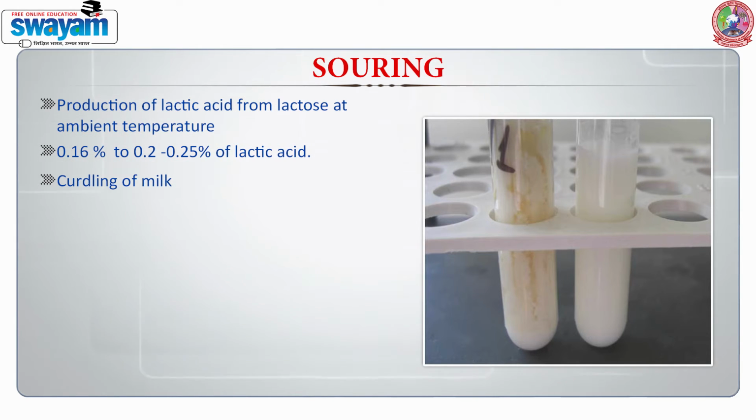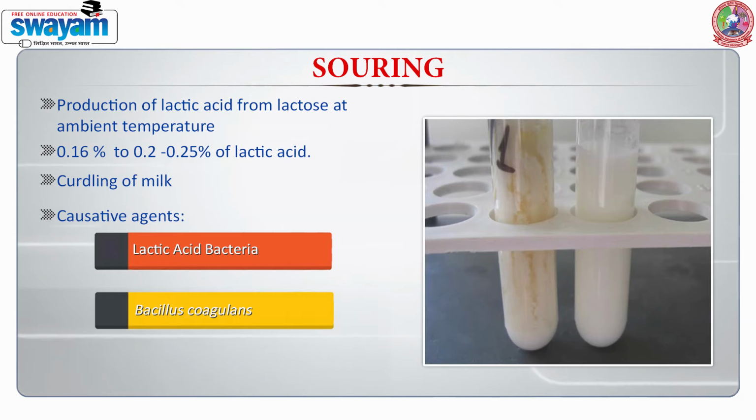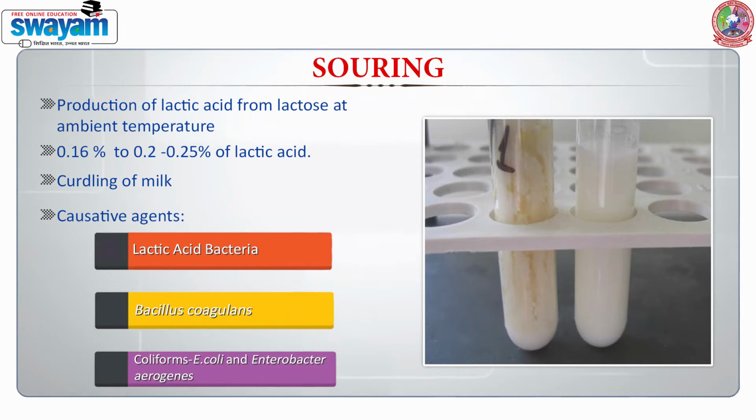At times the causative organisms are lactic acid bacteria, aerobic spore formers. These spore formers can be like Bacillus coagulans, coliforms, which are at times the indicator of safety and quality, and the common ones being E. coli and Enterobacter aerogenes.